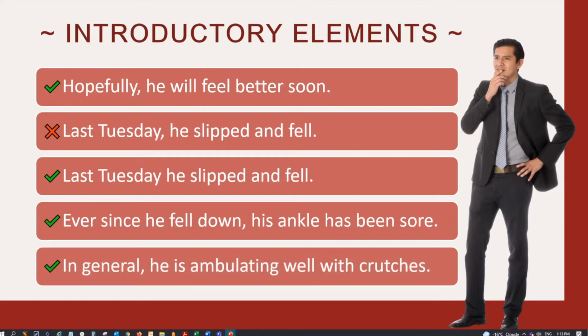And then in this case, we have, "in general, he is ambulating well with crutches." So our introductory element is "in general." "In general" is not answering where. If you can give me directions to general, we can talk about that. But "in general" is not answering where. It's just an introductory element. It may be short, but it's not answering when, where, why, or how often. So we do place that comma.